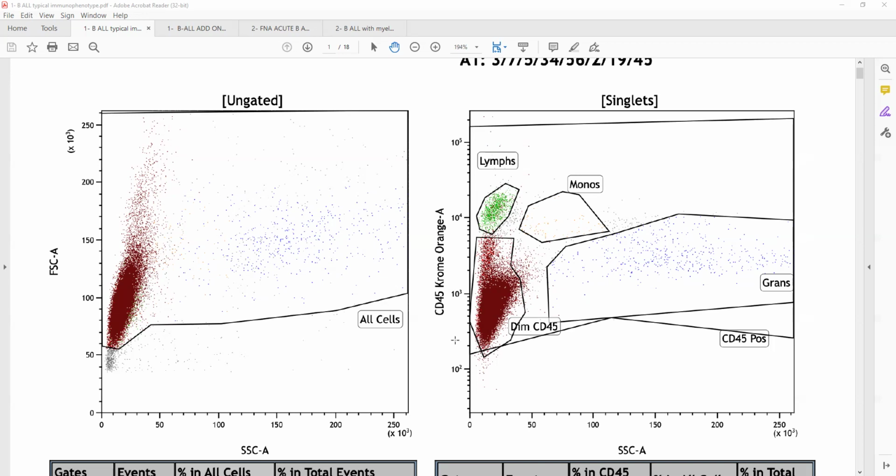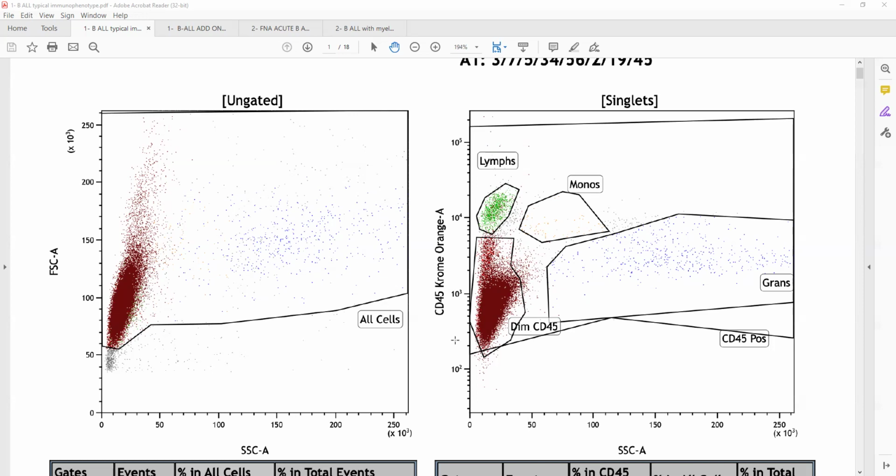Am I dealing with B lymphoid blasts? Am I dealing with T lymphoid blasts? Or am I dealing with a blast population that expresses more than one lineage marker? Or am I dealing with two different blast populations, each of them expressing different markers? So all of these are questions that you need to ask yourself.